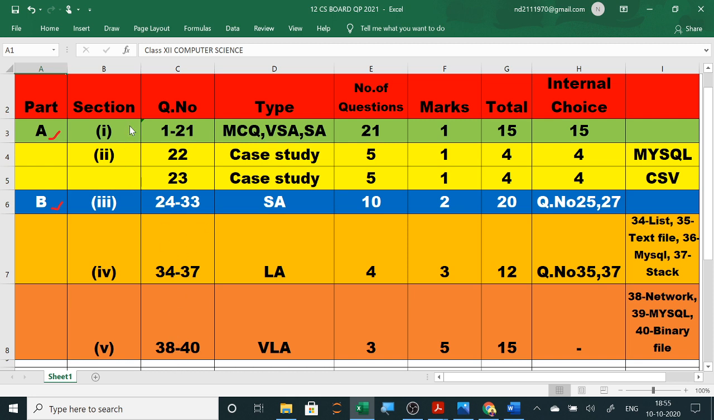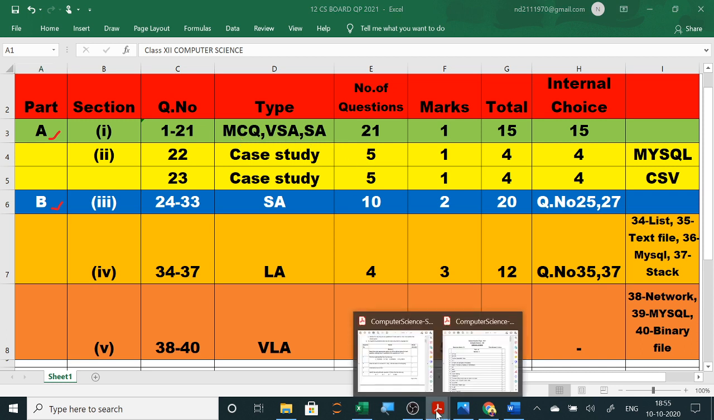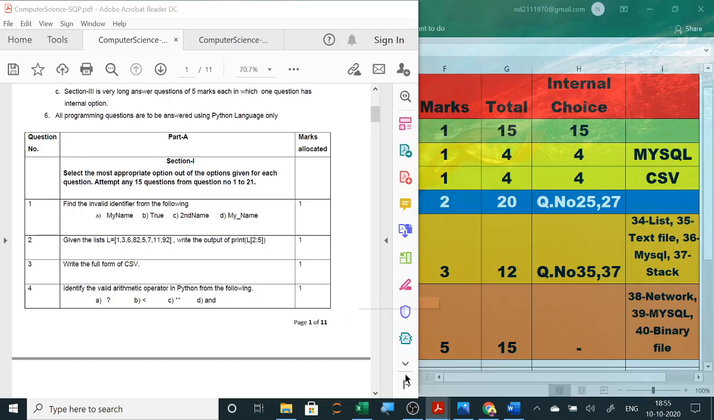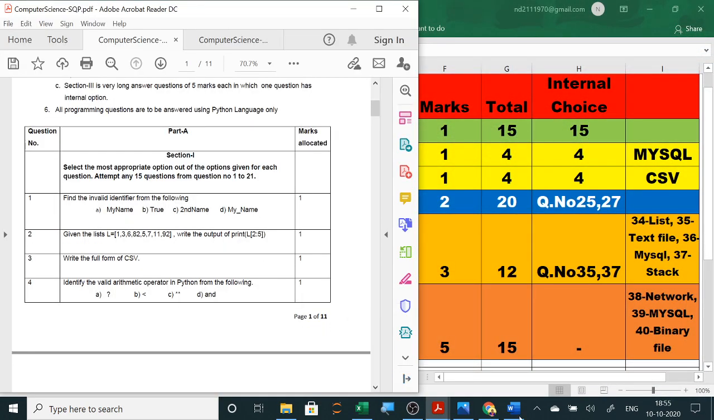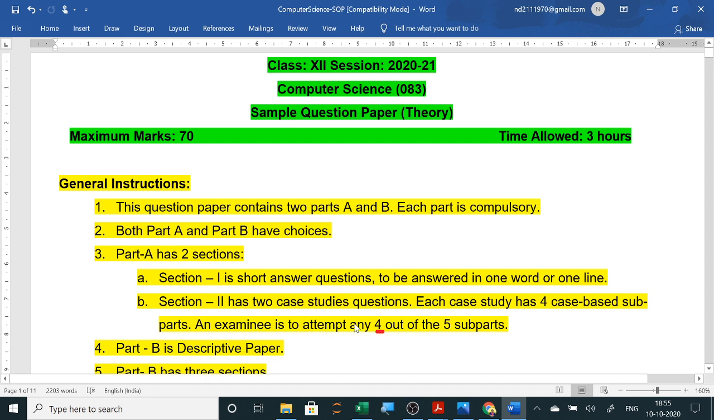Now we will discuss today computer science, 12th computer science, in which question number 1 to 21 you are having MCQ, one word answer or one line answer. This is the question paper. Already CBSE has published the question paper. So you can see the sample question paper here of 2021. In this you can see two parts are there and each part is compulsory.